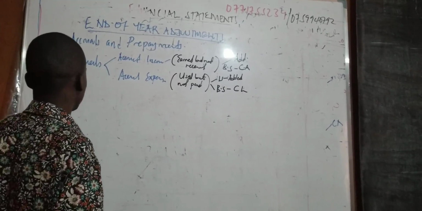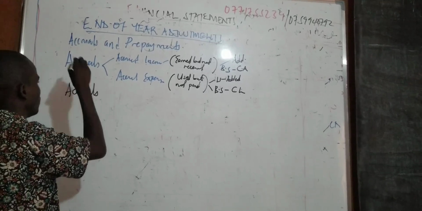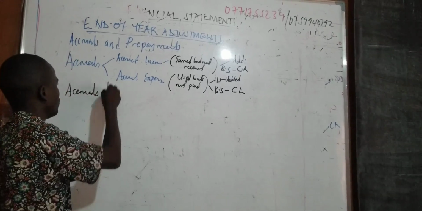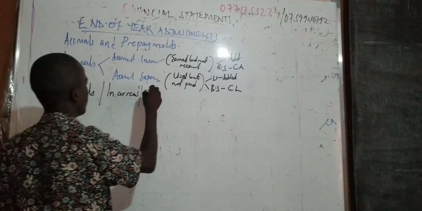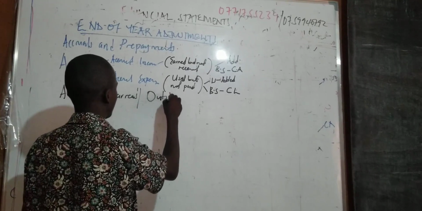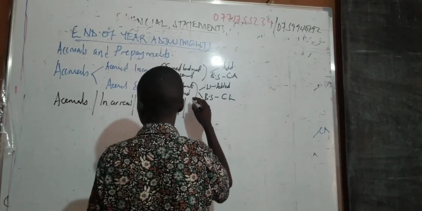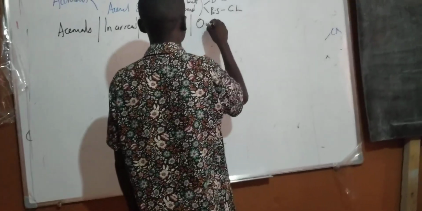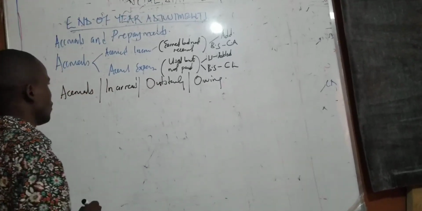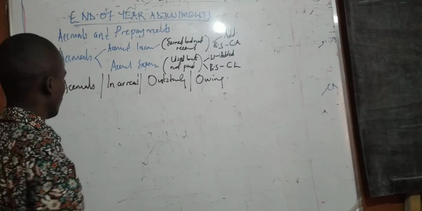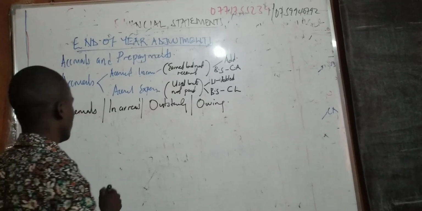So there are other names for accruals. If you don't say accruals, you can say in arrears. You can say outstanding. You can also say owing. All these are names for accrual. So that's it about accruals.